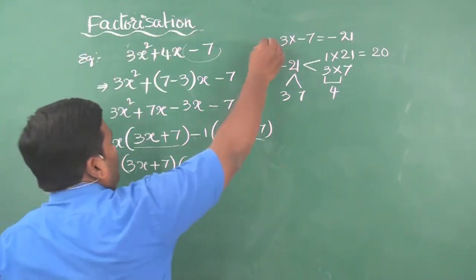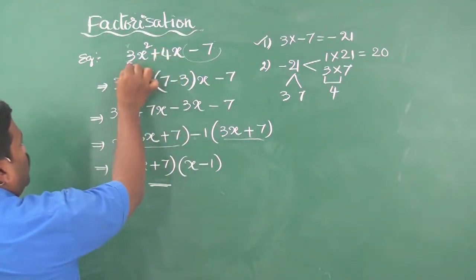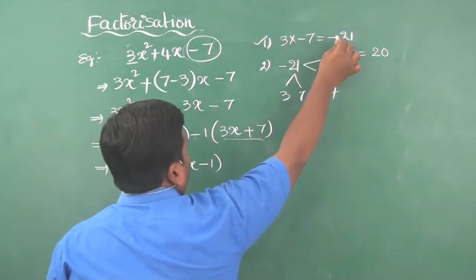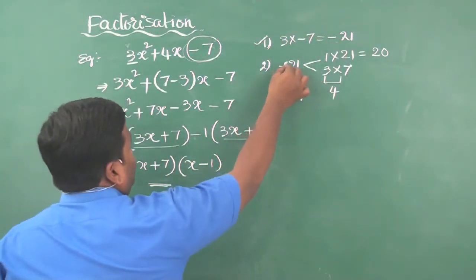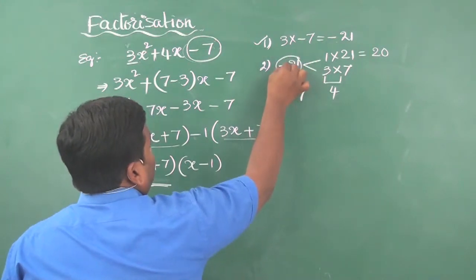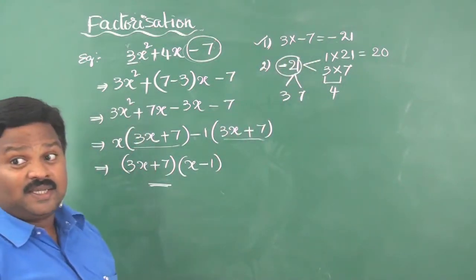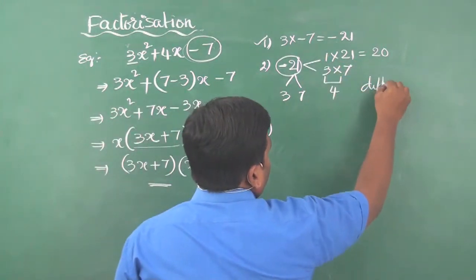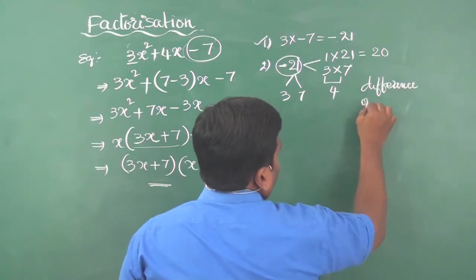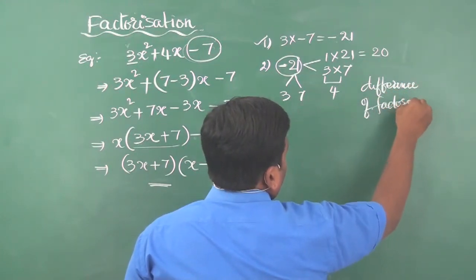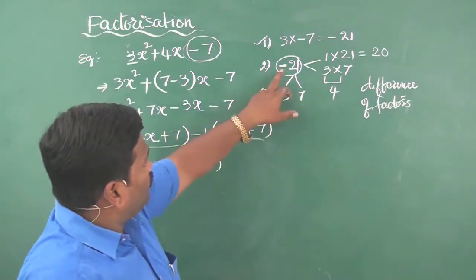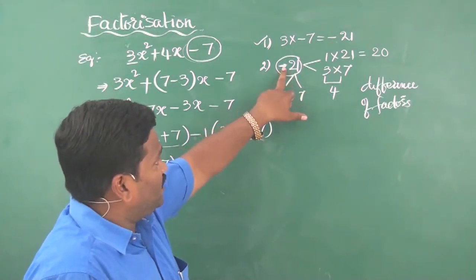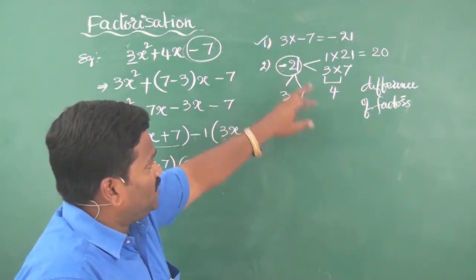As I said before, first, let us multiply the coefficient of x square and the constant. 3 into minus 7, minus 21. Since the product is minus, let us consider the difference of the factors. If the product is plus, we should consider the sum of the factors. Since we have a negative number here, we should consider the difference of the factors.